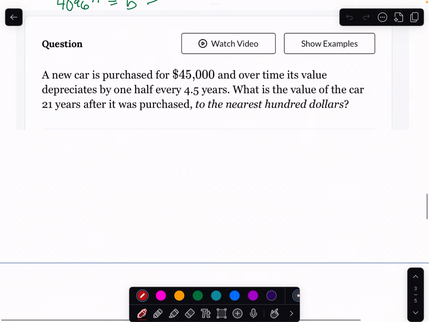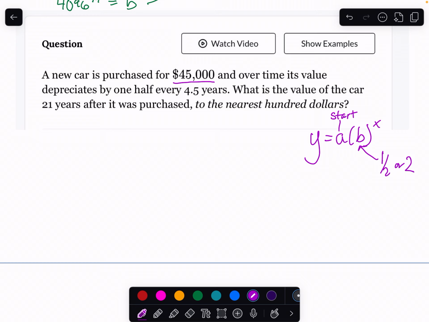So this is important that you read the words in here. You don't have to read all of them, but this is how it's going to follow the same thing as y is equal to a times b to the x, where a is still the starting amount. And b will either be 1/2 or 2, depending if it says half or double. And then the x will be the time in this case.